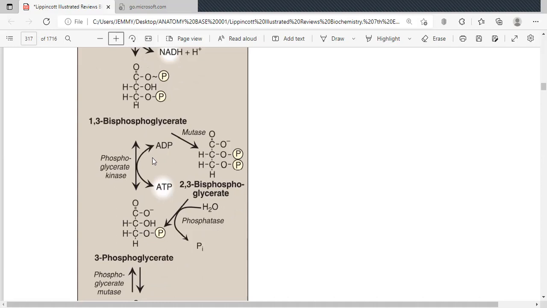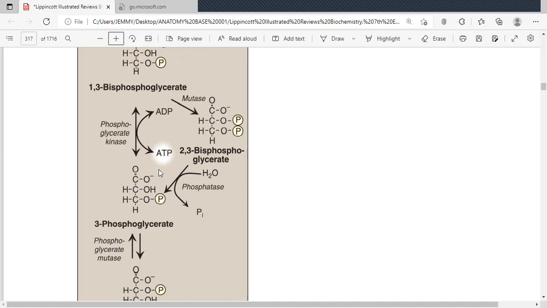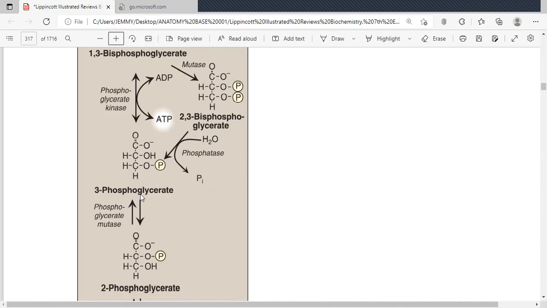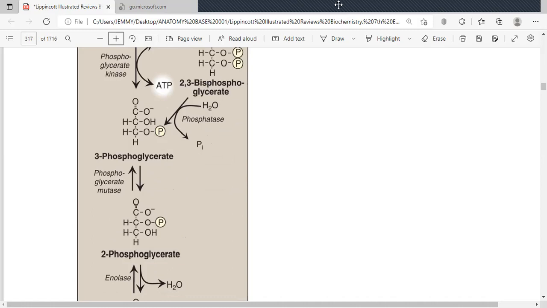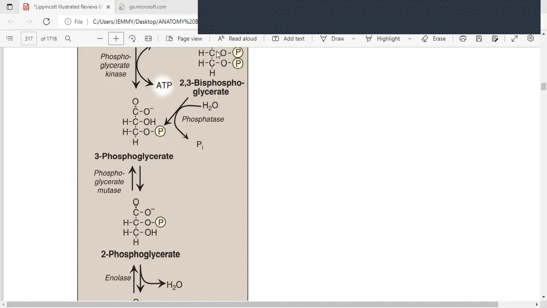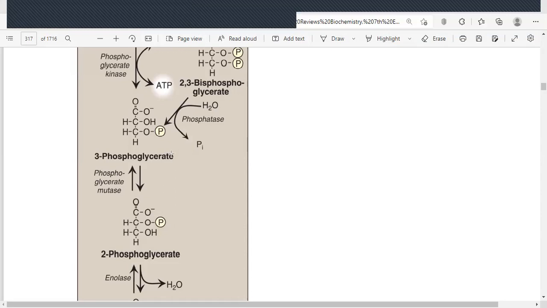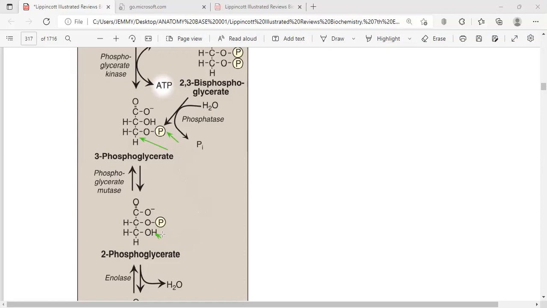ADP will be phosphorylated to give you an ATP, two of them, because the 1,3 bisphosphoglycerate are two in number. Then after dephosphorylation, we will form 3-phosphoglycerate. This phosphate is at carbon number 3. Then we need to transfer this phosphate to carbon number 2. So we will use the phosphoglycerate mutase. This reaction is also reversible. So note, it will move from carbon number 3 to number 2, as shown here.